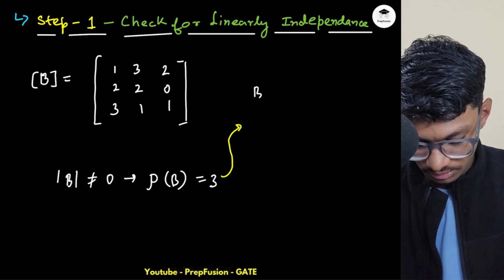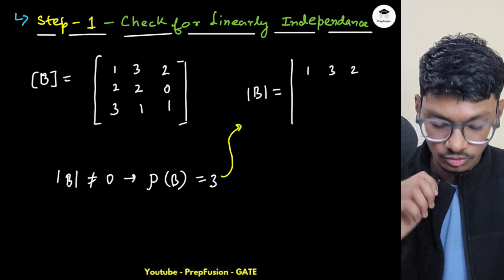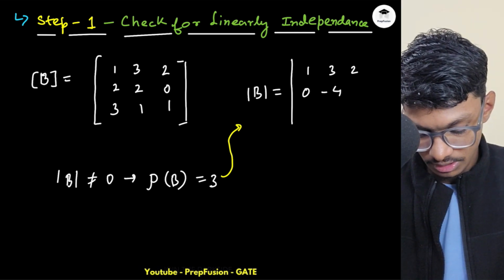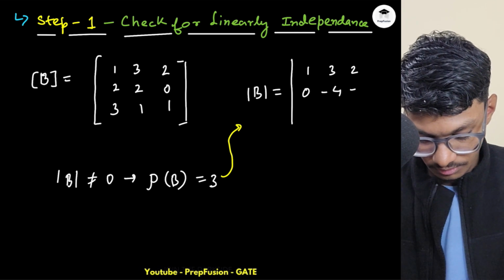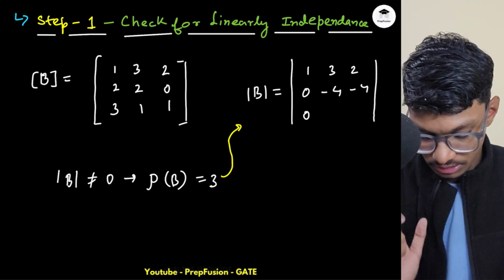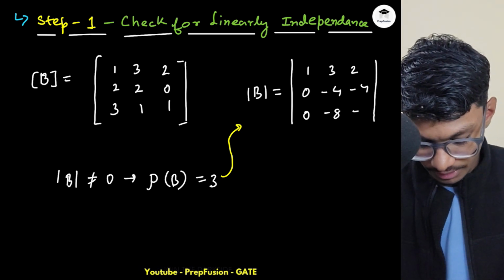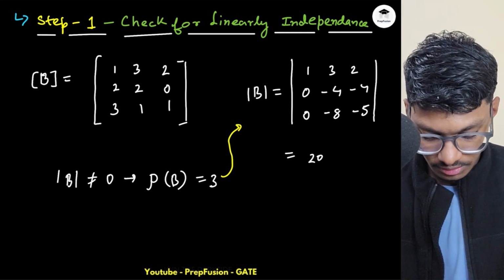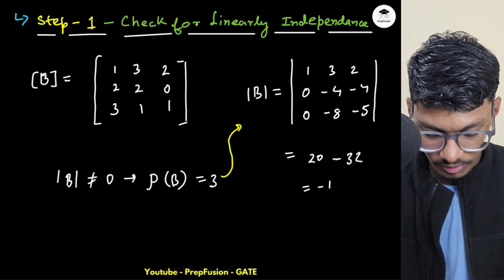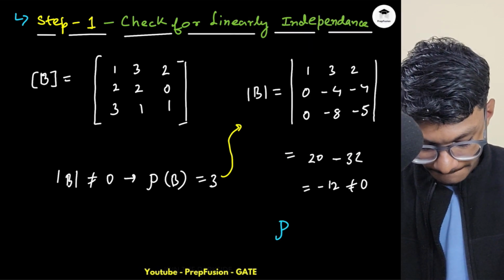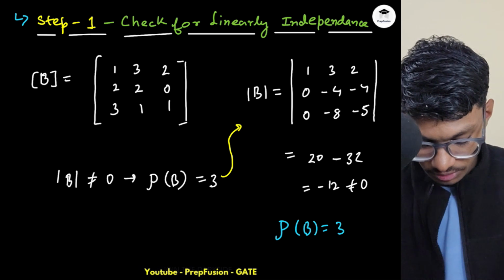So basically this determinant equals this 1 3 2. I will subtract 2 times row 1 from row 2. So this will be 0, 2 times this will be minus 4, and 2 times this is minus 4. And I will subtract 3 times row 1 from row 3, which gives 0, minus 8, and minus 5. So basically what will be my determinant? The determinant will be 20 minus 32, so the determinant will be minus 12, which is not equal to 0. Hence my rank of B equals 3, right?